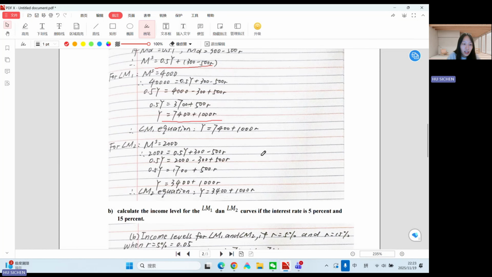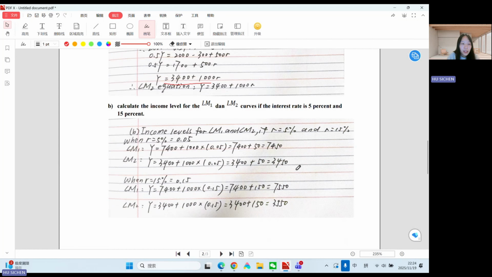Then for LM2, where money supply equals 2,000, substituting it we get the equation 2,000 equals 0.5Y plus 300 minus 500R. Rearranging it, we get the final equation Y equals 3,400 plus 1,000R. So the LM2 equation is Y equals 3,400 plus 1,000R.